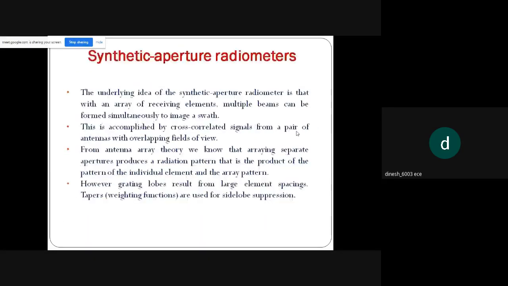Next is the synthetic aperture radiometers. This is the idea of the synthetic aperture radiometer, that it is using an array of receiving elements, multiple beams that can be formed simultaneously to image a swath. This is accomplished by cross-correlated signals from a pair of antennas with overlapping fields of view.